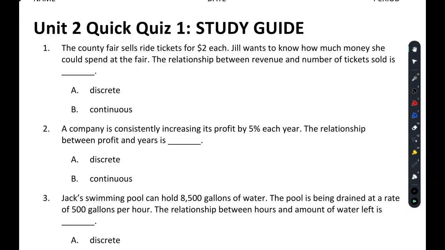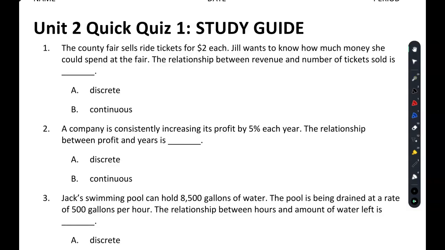The county fair sells ride tickets for $2 each. Jill wants to know how much money she could spend at the fair. The relationship between revenue and number of tickets sold is blank. All right, so we want to know if it's discrete or continuous.